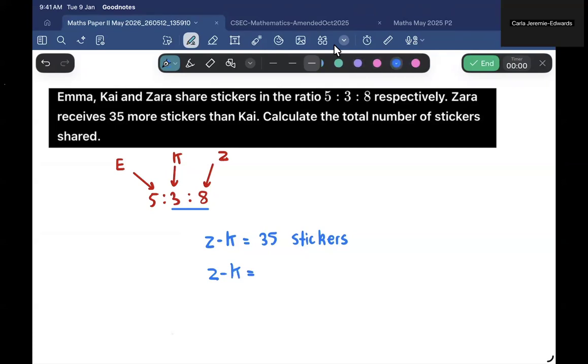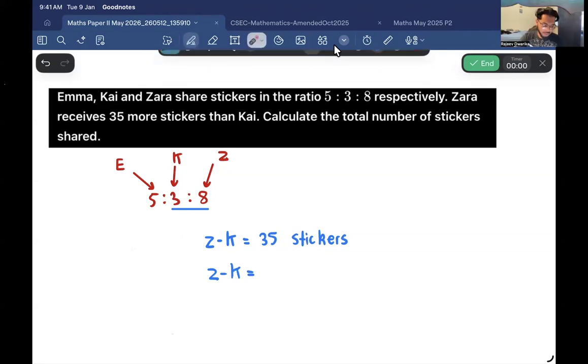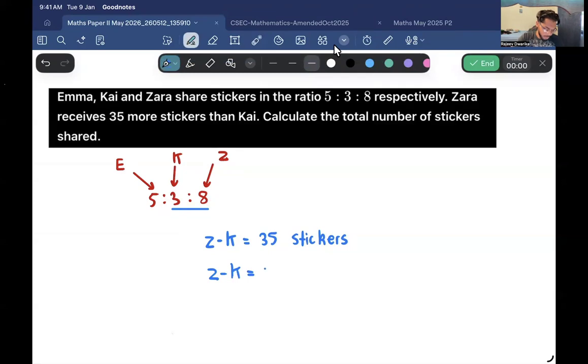So what's the difference in number of shares then? So 3? No, it wouldn't be 3. So sorry, 5. 5 shares. So Z minus K is really how much shares? So 5? 5 shares. What do you think I should do next?